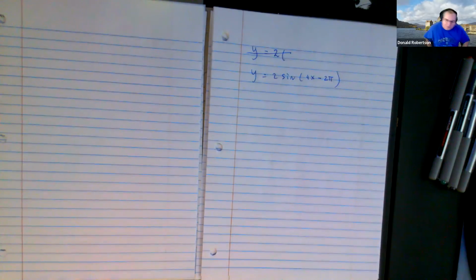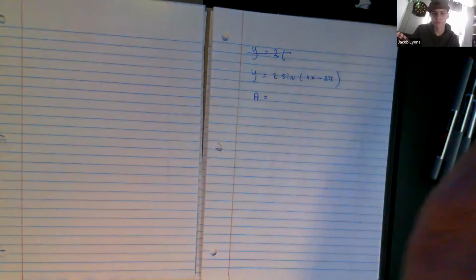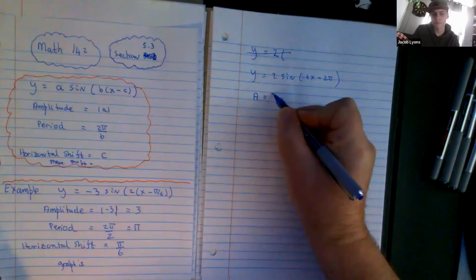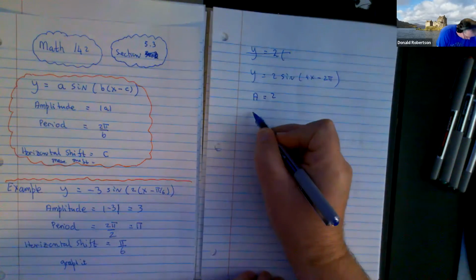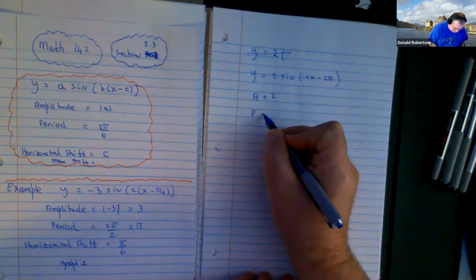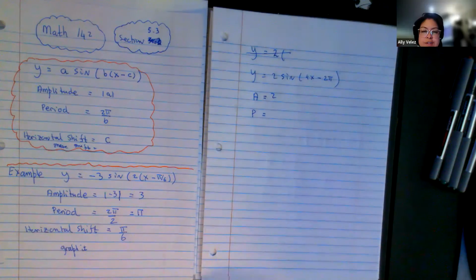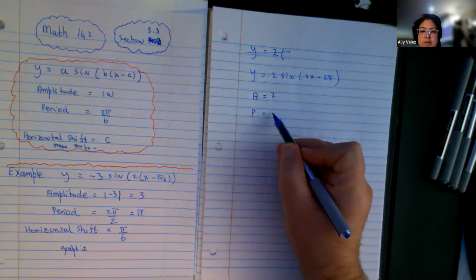And I've deliberately done something really sneaky with this one. I'm not going to tell you about it yet. Let's get the easy ones out the way first. What is the amplitude? 2. No problems, agreed. What's the period going to be? Pi/2? Oh, you're ahead of the game, yes.